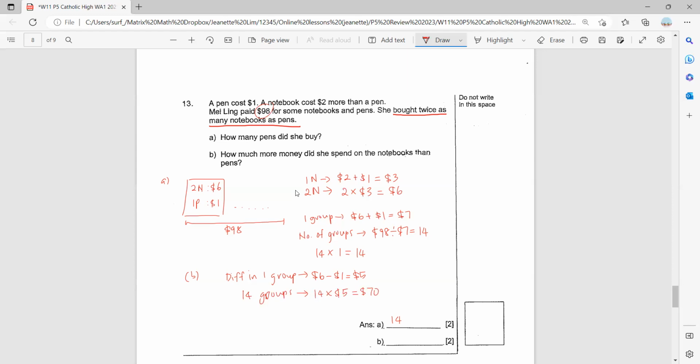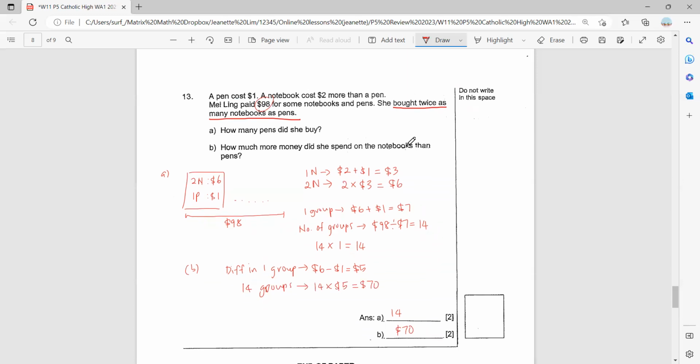So you just find whatever you need in that one group, then multiply by 14. Please don't do guess and check. I need to draw this and use only numbers.